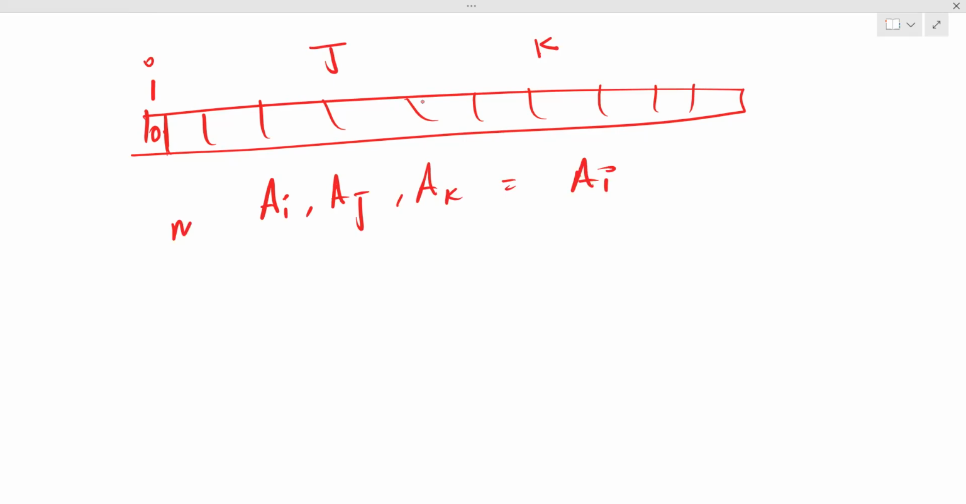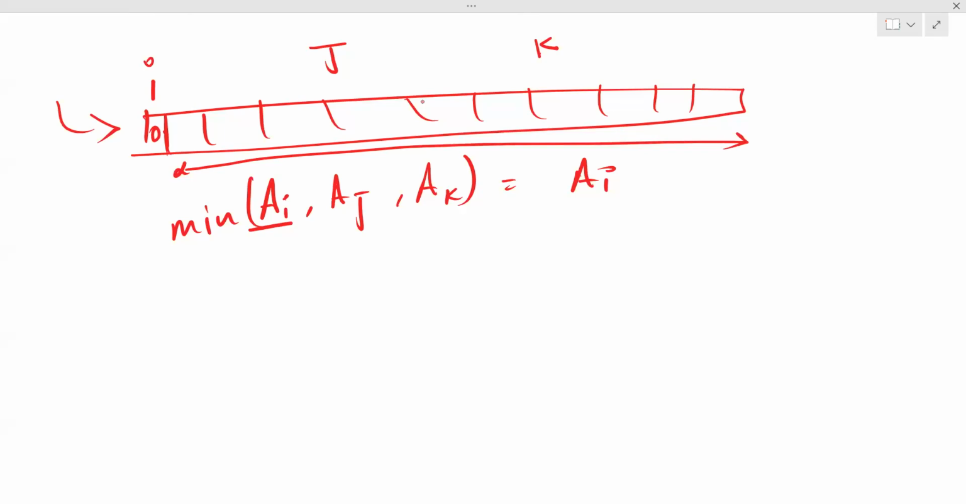Now, since my array A is already sorted in, let's say, non-decreasing order, I can select any of these as my j. Once I select my j, then from that position I can select any of those values as my k. So technically, what we are doing is, from n minus 1, we have to select any two values. Is that okay?